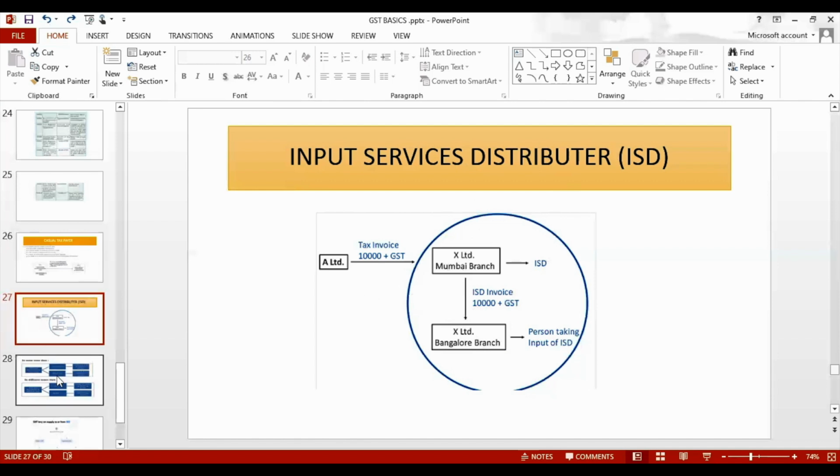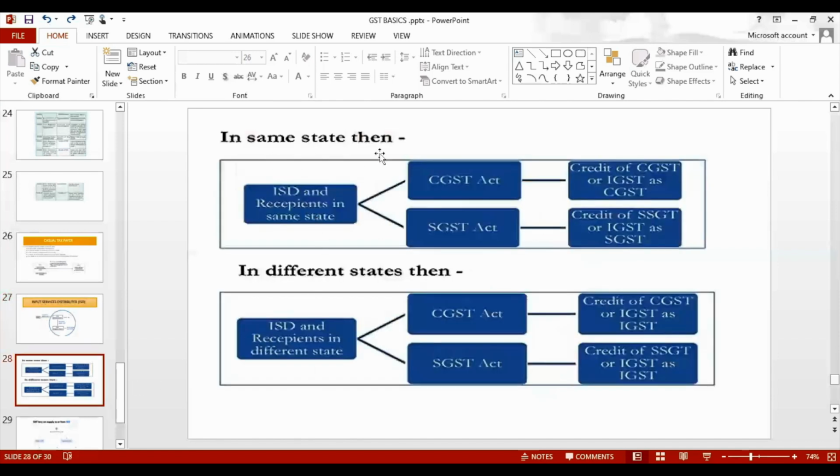And one more example, within the same state we can charge the CGST, SGST Act. So CGST includes IGST, CGST. Why? Because there will be a branch difference and state difference, but we can't give a sales bill or purchase bill. It's a transfer between branches only. In a different state, then we can calculate IGST. So it's the basic pro forma of ISD.